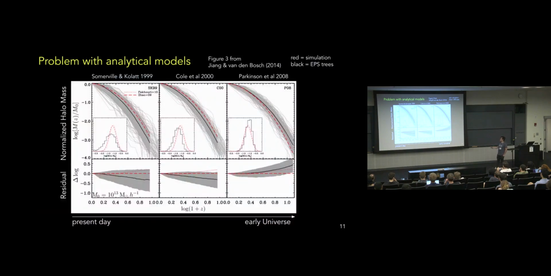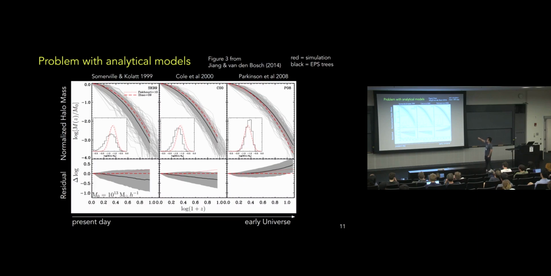And so as a result, if you take a look at the plot, I'm showing here the halo mass as a function of time. So this is the present day, this is the early universe. So it's evolving from right to left, but people typically show it from left to right like this.